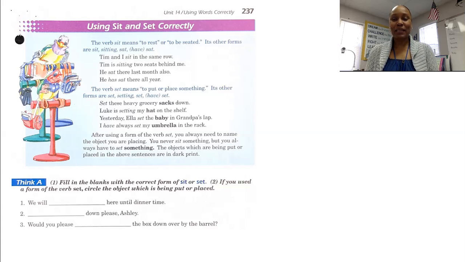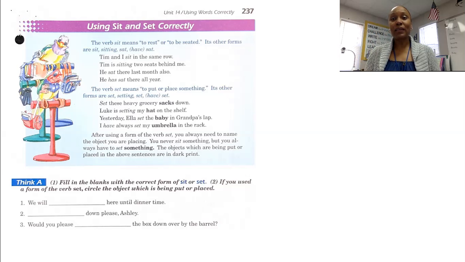Let's go ahead and skip down to number 3. Would you please blank the box down over by the barrel? Now this involves some form of placement. So you would use which word in this case? Set. Good. Would you please set the box down over by the barrel? And remember, the instructions asked you to circle what was being placed. So what do you want set down by the barrel? The box. Very good. So you would circle the box as the object in this case. Very good. Okay, you're going to complete that entire exercise on your own individually.